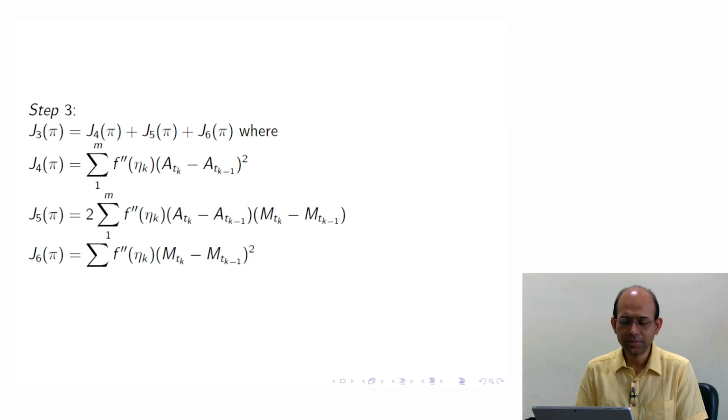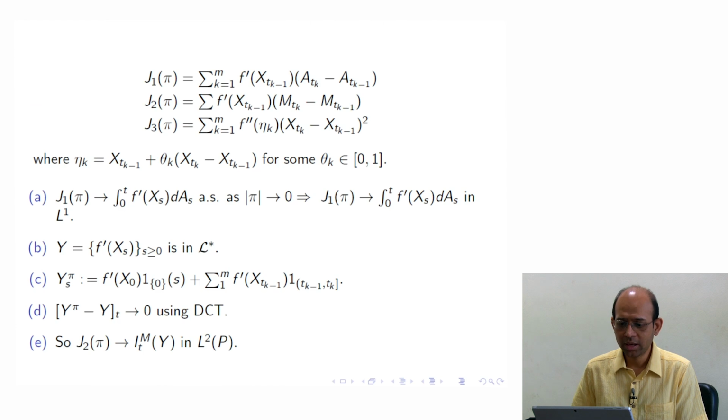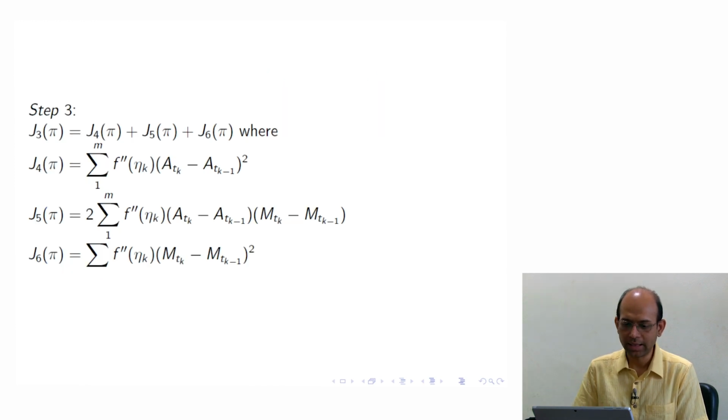So in step 3 we talk about J3 pi. Here there is a problem because J3 pi is not evaluated at some particular time point t_{k-1}, it is at some eta k. Also, here we do not have an M difference or an A difference, we have (X_{t_k} - X_{t_{k-1}}) whole square. So a lot of things have to be done here to make it streamlined and straightforward so that we can analyze.